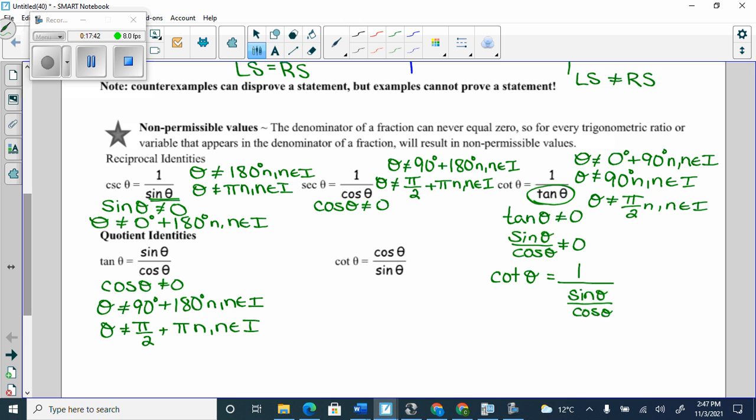For cotan, what's in my denominator? The sine, right? So what can't equal 0? Just the sine, right? And where is that happening? Sine happens to be 0 at 0, 180, 360, right? So it's 0 plus 180n, n an integer, but we don't write the 0. So it's just going to be theta can't equal 180 degrees n, n an integer, or theta can't equal pi n, n an integer.